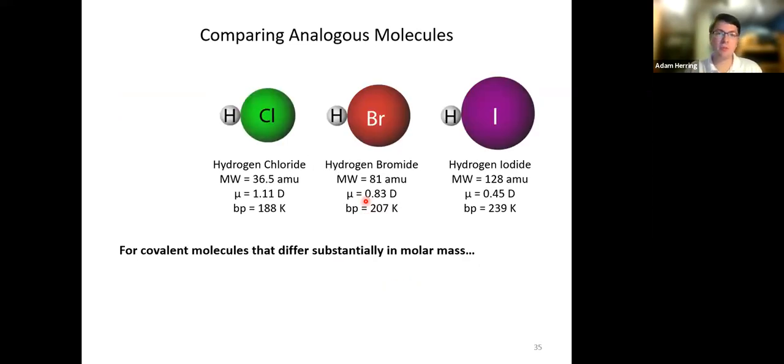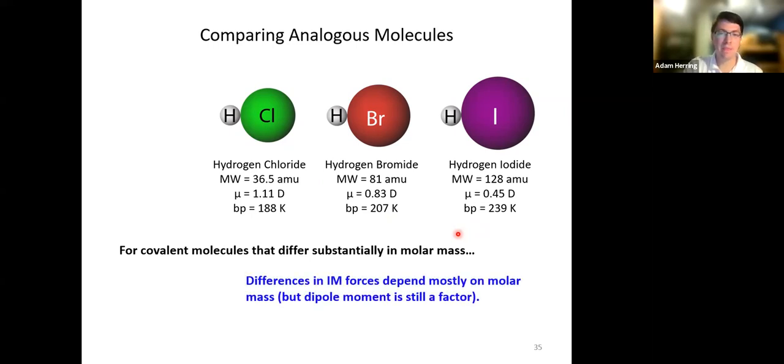So here's another example. In this case, however, we have a large increase of molar mass going between hydrogen chloride, hydrogen bromide, and hydrogen iodide. The molar mass goes up, but the dipole moment goes down. Yet, we see an increase in boiling point. And so for covalent molecules that differ very largely in their molar mass, the differences in the intermolecular forces are going to rely mostly upon the molar mass, but dipole moment can still be a factor.